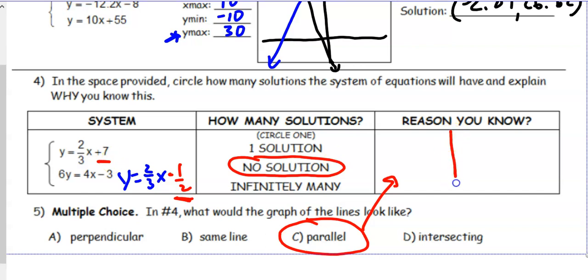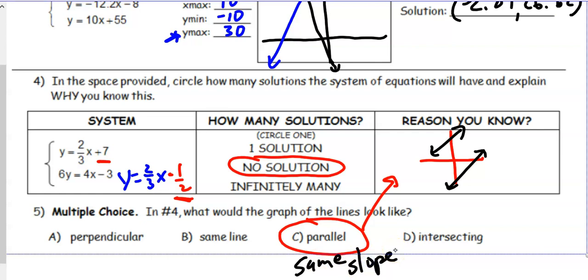It will look something, again, I'm ballparking this, but it'll look something like this. Here's my X and Y axis. I did not draw that to scale by any means, but they will never cross. Okay, so again, that is when you have the same slope.